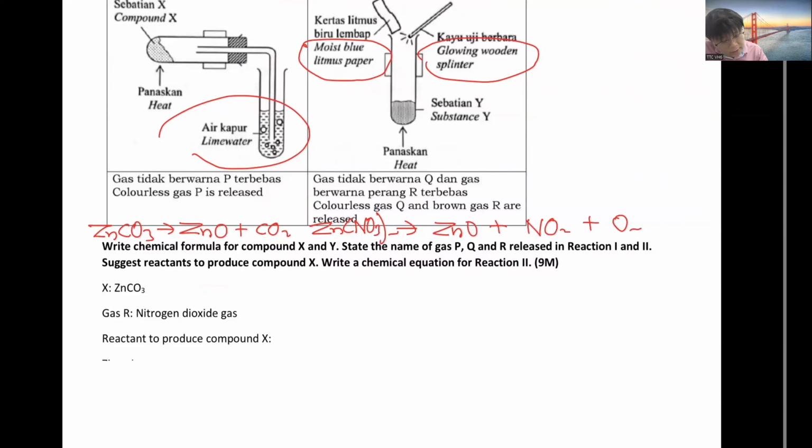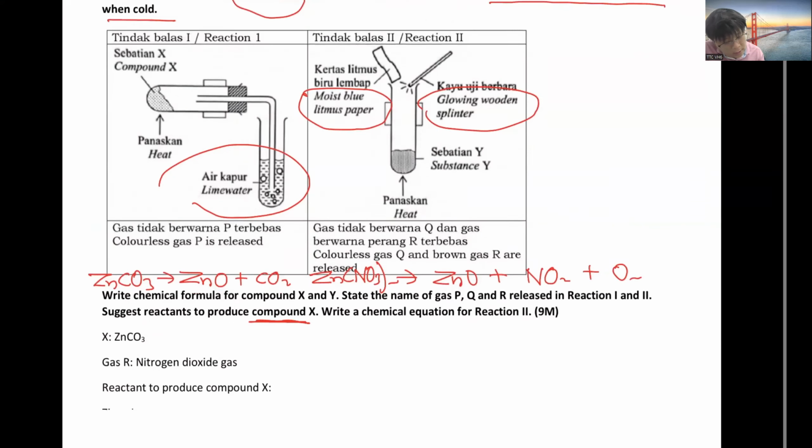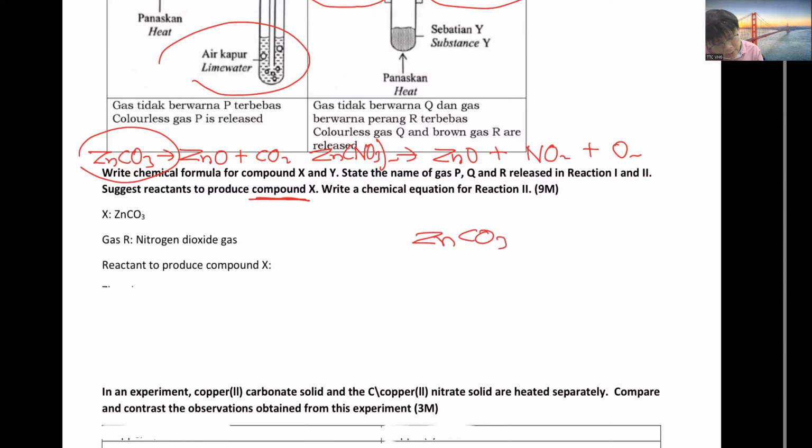Then after that, they ask for a suggested method to prepare compound X. Compound X is zinc carbonate. This is your salt preparation. Zinc carbonate is an insoluble salt, so you pair together two soluble salts. So the first chemical needed will be zinc nitrate plus sodium carbonate.